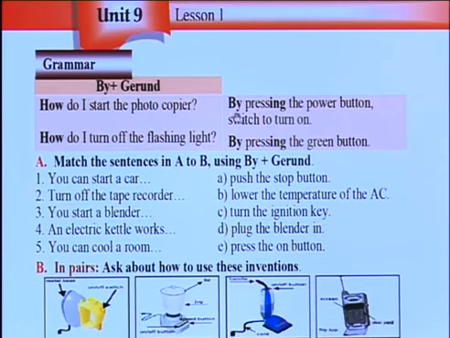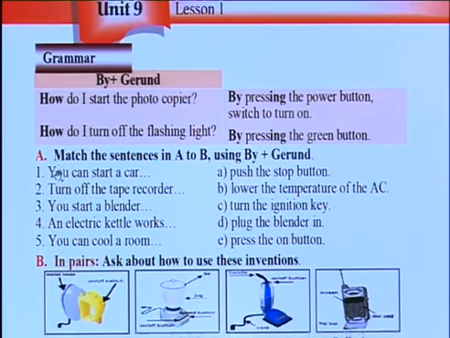By pressing. ببینید by plus verb plus ing. ما یک قسم چی را ساختیم؟ gerund ساختیم. The next example. How do I turn off the flashing light? By pressing the green button.